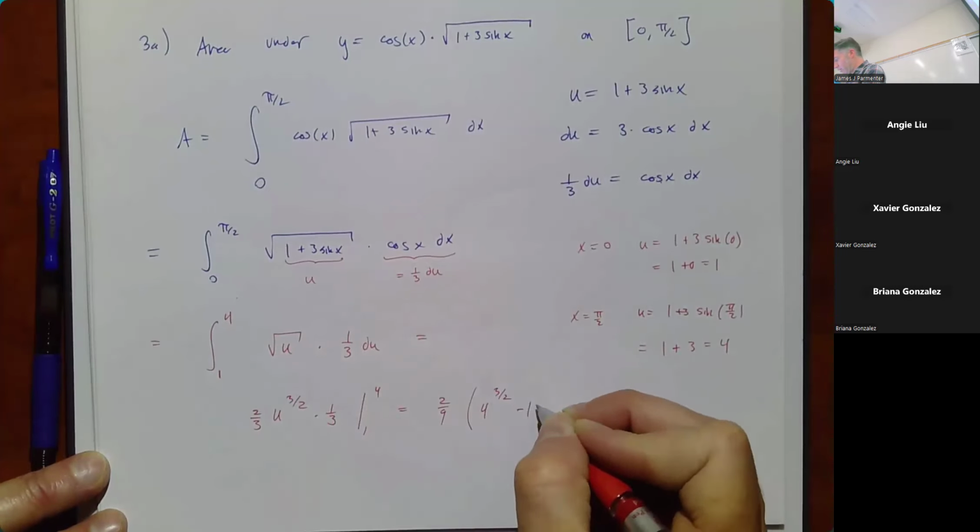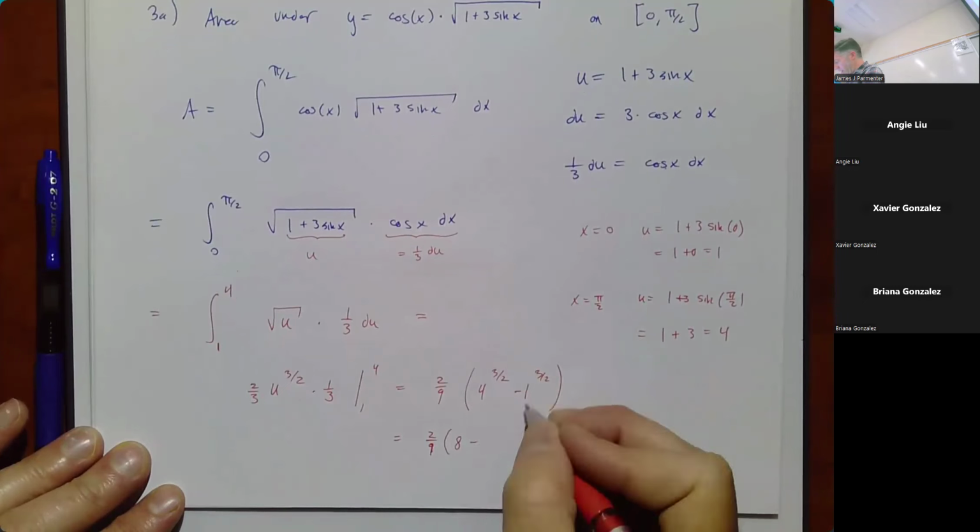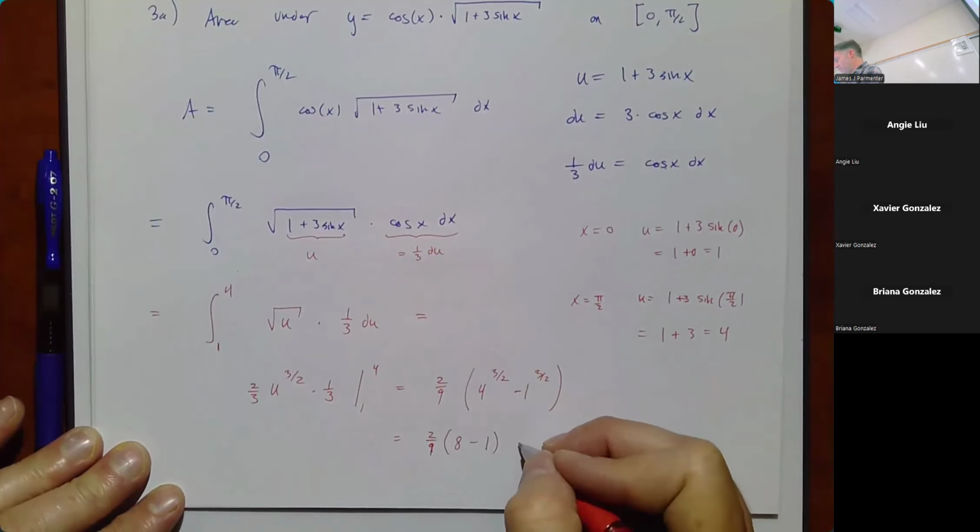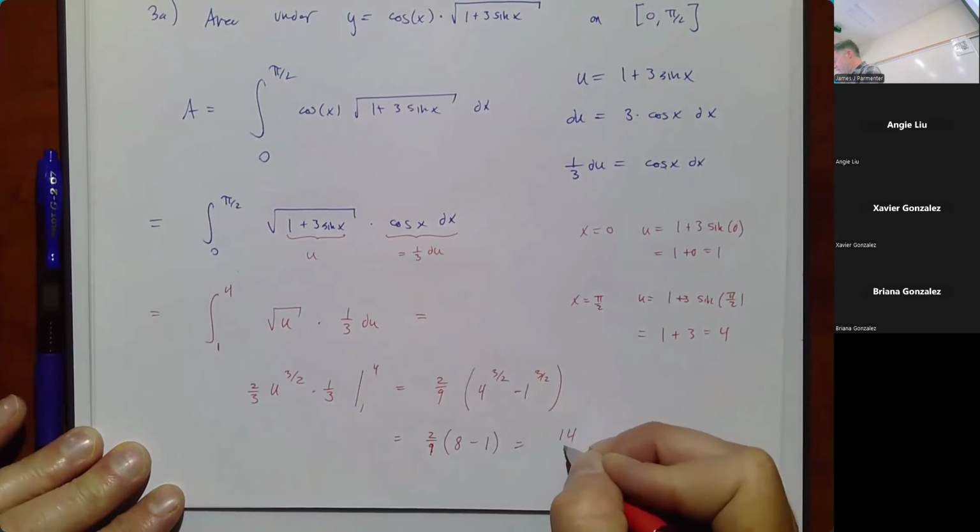And yes, you should simplify this in my opinion because it does simplify. 4 to the 3/2 is 8. It's the square root of 4 cubed. And 1 to any power is 1. So you really got 2 times 7 over 9, which is 14 over 9.